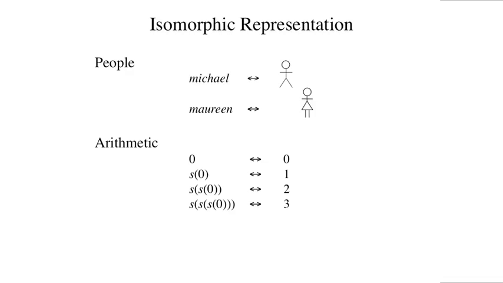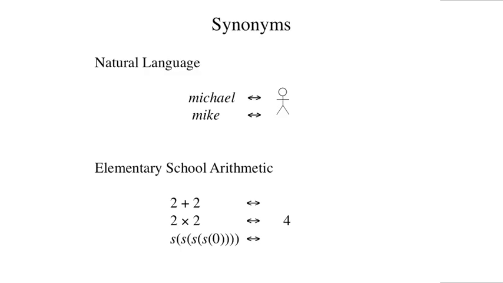This approach makes things conceptually simple, and it's a reasonable way to go in many circumstances. But not always. In natural language, for example, we often find it convenient to use more than one term to refer to the same real-world object. For example, we sometimes have multiple names for the same person, Michael and Mike. And in elementary arithmetic, we frequently use different terms to refer to the same number. 2 plus 2, 2 times 2, s of s of s of s of 0, and so forth.